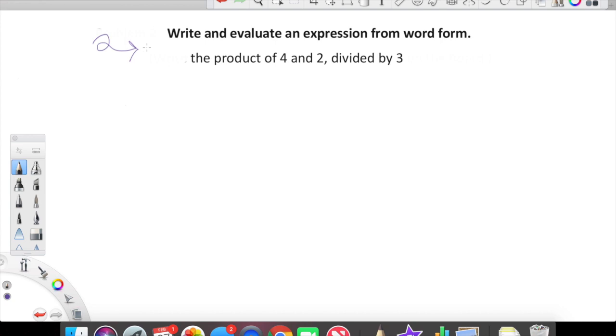So here we are asked to write and evaluate an expression from word form. So the word form is here. The product of 4 and 2 divided by 3. So we need to kind of unpack the language here. Divided by 3, don't overthink that one. We're going to use a division symbol.